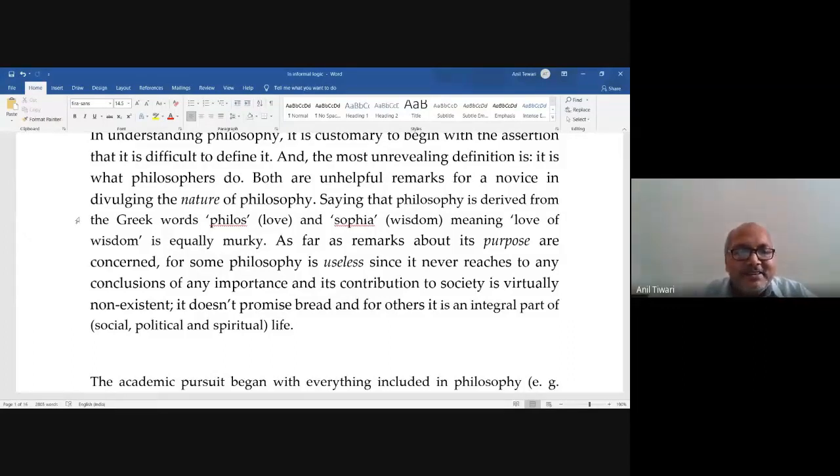Only they orient towards taking this useless job. It's a lighter note. It does not promise bread. Another reason, not many jobs. Wherever you go for study, you are looking for jobs. So philosophy doesn't promise great opportunity for jobs. It doesn't promise bread. And then there are some weird thinkers like Bertrand Russell, who would say that philosophy is an integral part of our social, political, and spiritual life.